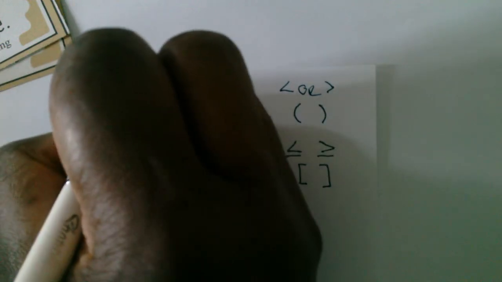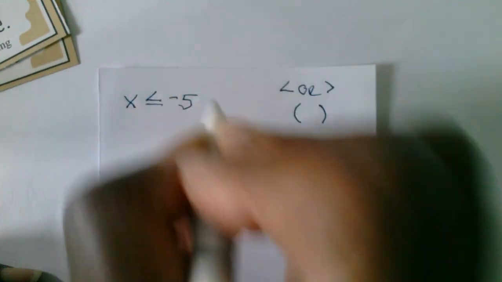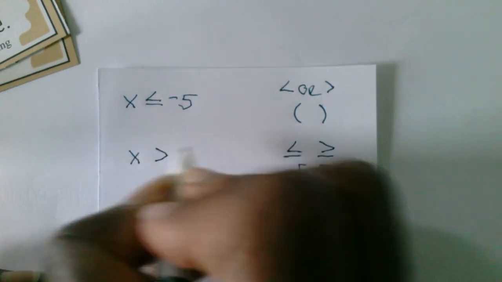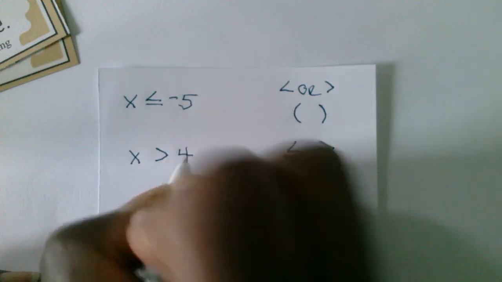So let's say we have x is less than or equal to -5. We have x is greater than 4. And we're going to graph these two.